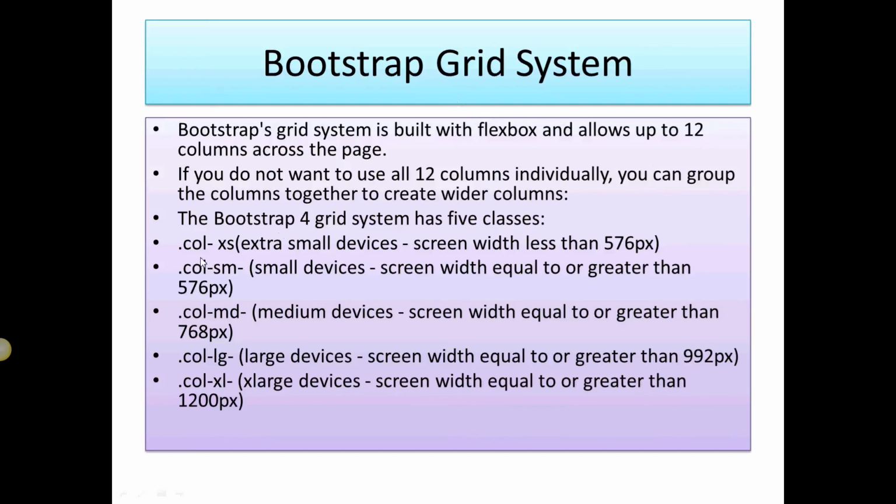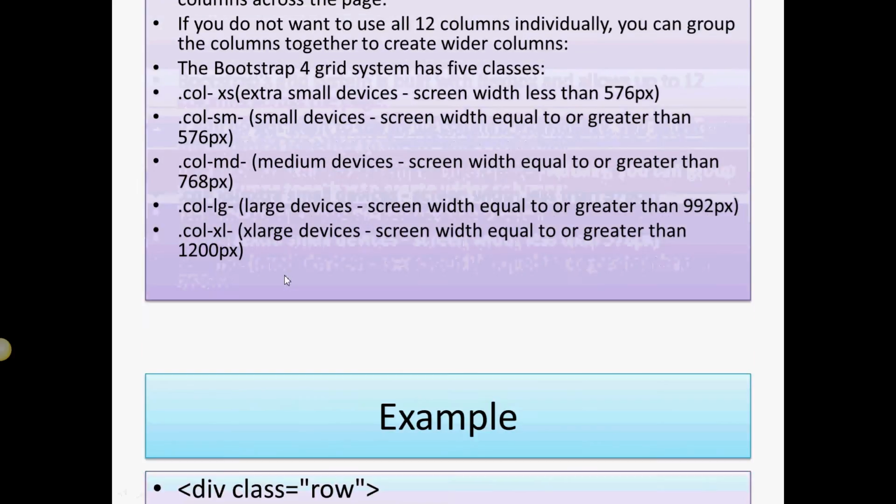Now, again the classes. The class col-xs means for extra small devices that have less than 576 pixels. Col-sm, that is screen width equal to or greater than 576. Then col-md, col-lg, col-xl. So for different devices, we have different classes. You have to just add these classes in the div that you are going to use. It's as simple as that.